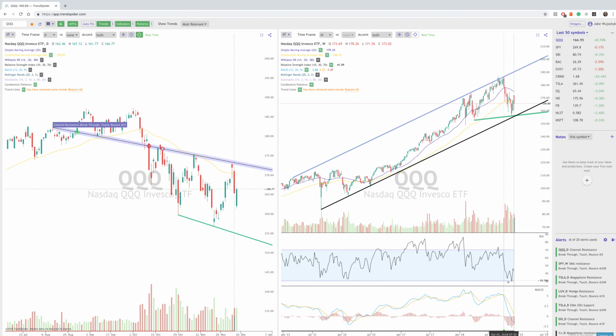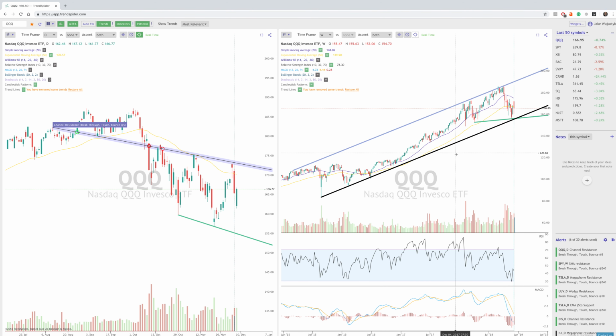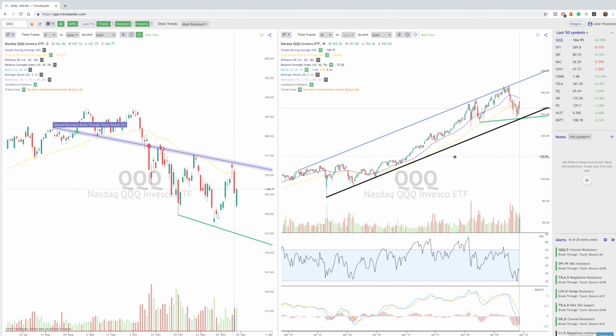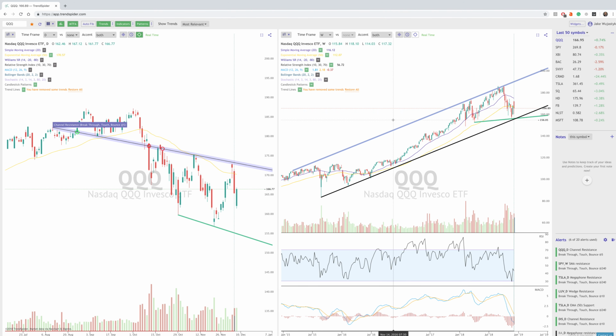However, things are pretty oversold here on the RSI, as well as the QQQ showing this inverse head and shoulders. So this could possibly be a bullish setup. We'll have to see. We are not financial advisors, so please do all your own DD. These are simply charts to see what the market generally looks like at the moment, and just our general opinion.